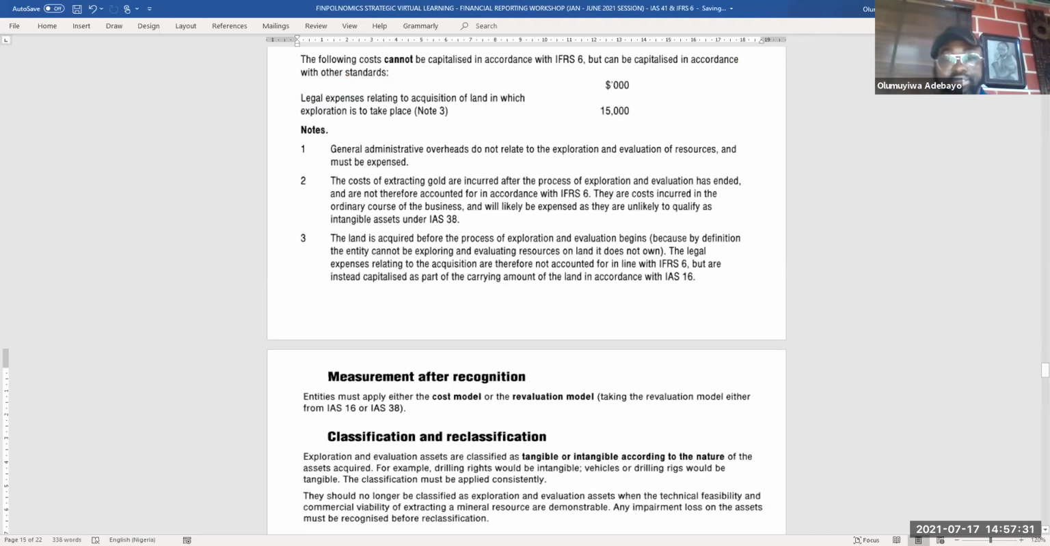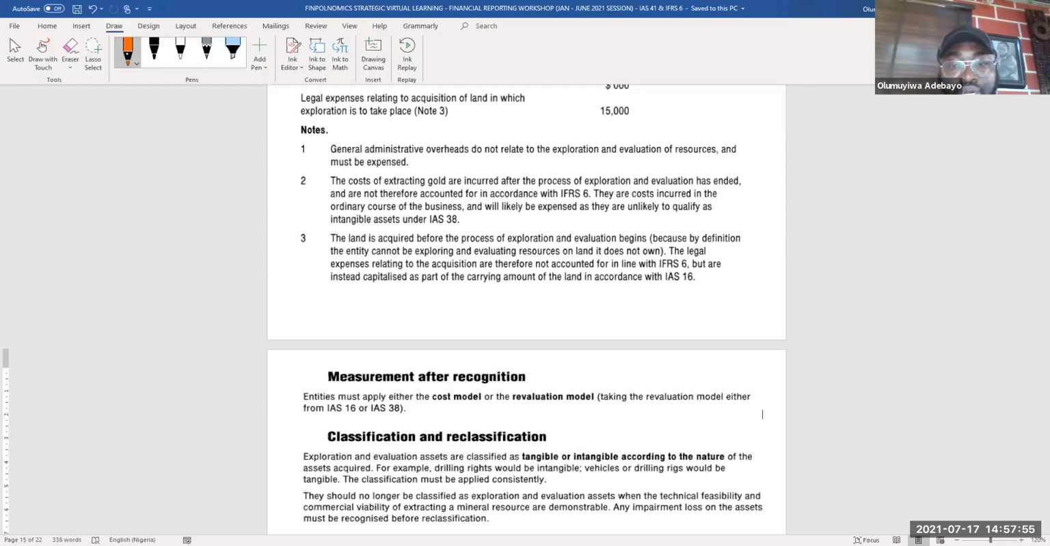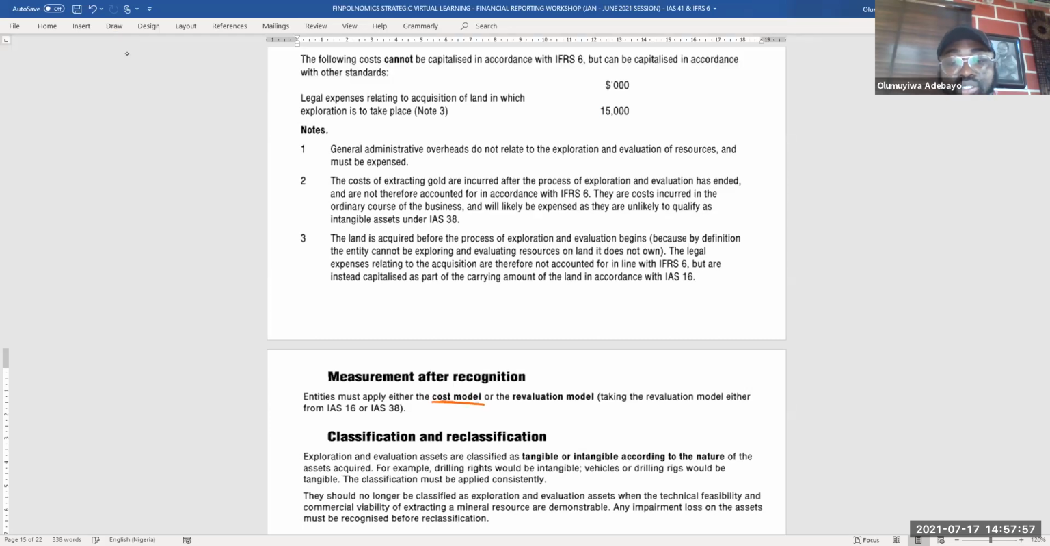Now let's look at measurement after recognition. Subsequent to initial recognition, remember at recognition it was cost model. Subsequent to initial recognition, we are going to recognize it either at cost model or as evaluation model. Okay, but it's an accounting policy choice, which must be followed consistently.